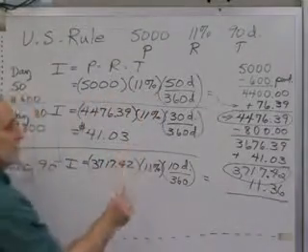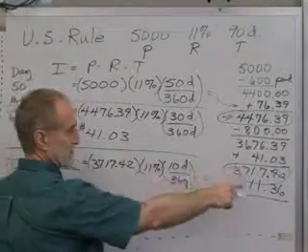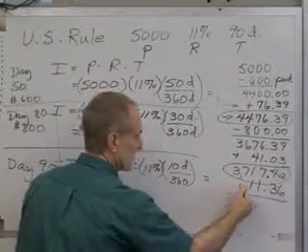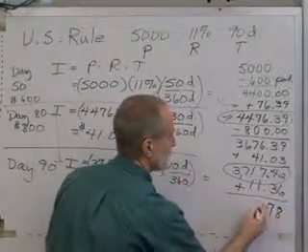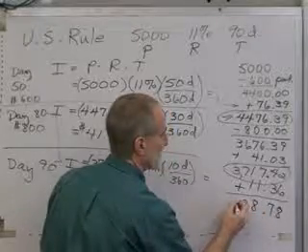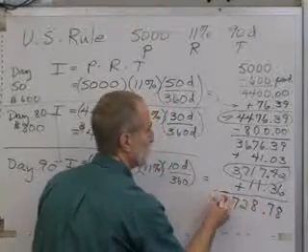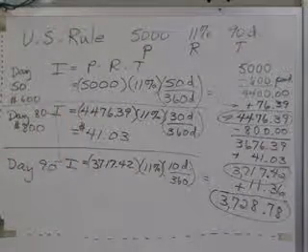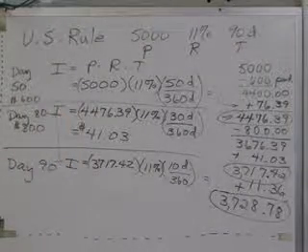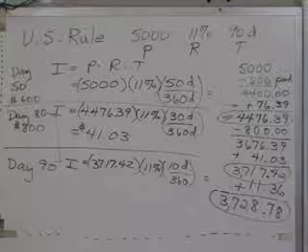So the ending balance due is $3,717.42 plus the interest for the last 10 days. So he has to make a payment of $3,728.78. That's the answer to the third question of what's his ending balance.